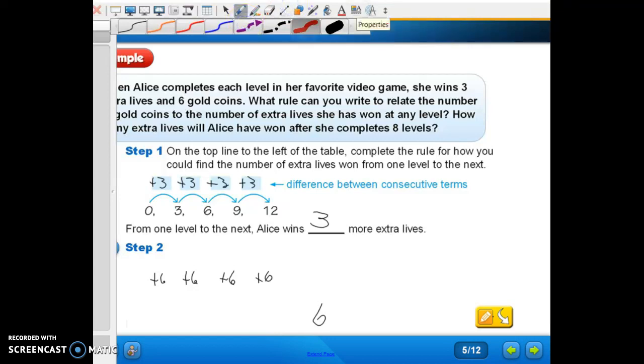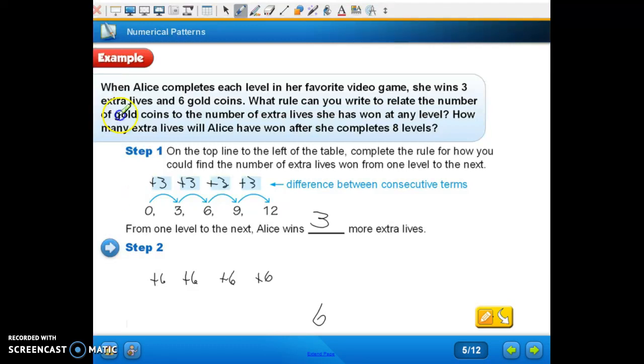Because depending on which one they ask for first is the one that we will fill in first. So this one, it says we're going to compare gold coins to the number of extra lives. So gold coins is going to be the first number in our ordered pair.